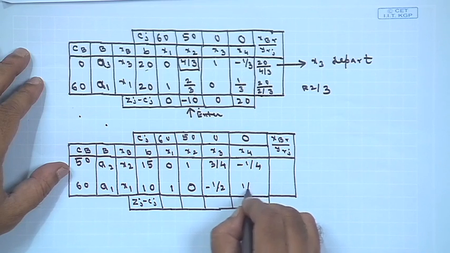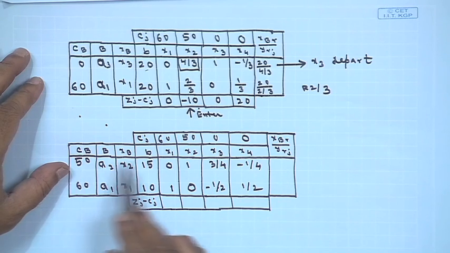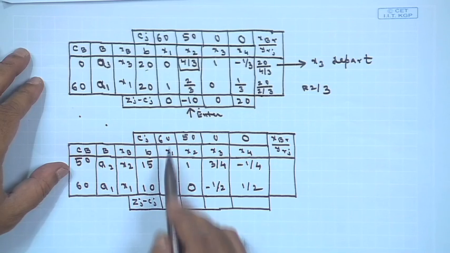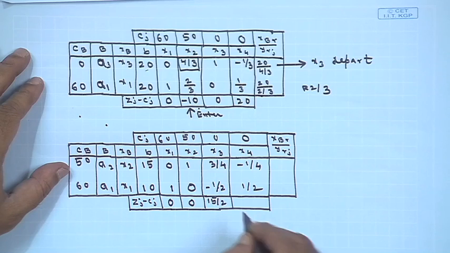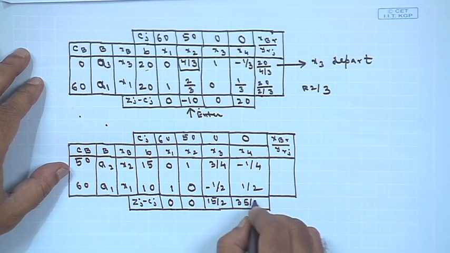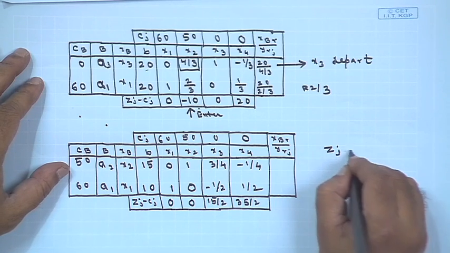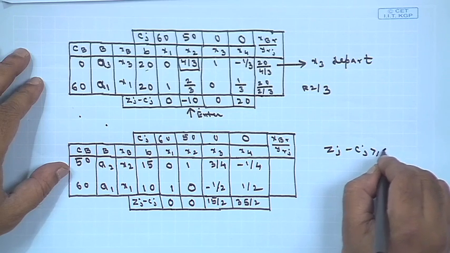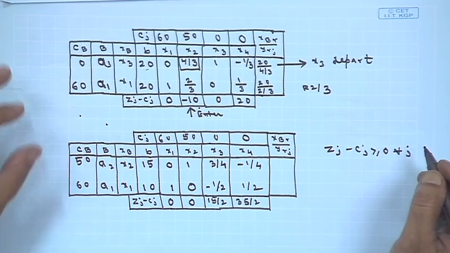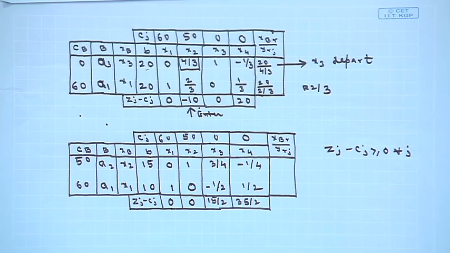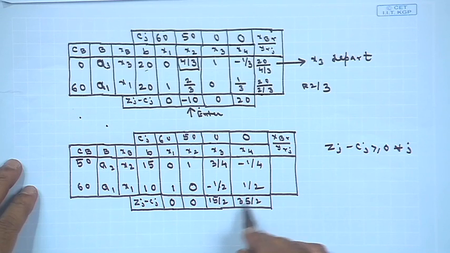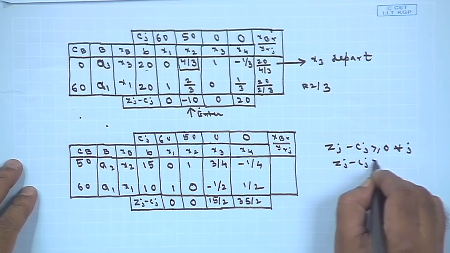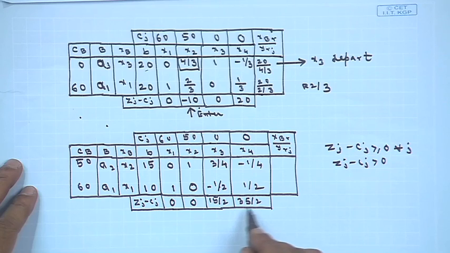and plus half. Now, if you again calculate this into this, 15 into 0, 16 into 1 minus 60 will be 0. This one is 0. This will be 15 by 2 and this is 35 by 2. Now, you see for this case Zj minus Cj is greater than or equal to 0 for all j, and in this case Zj minus Cj is greater than 0 for non-basic variables x3 and x4. So, we obtain the optimum value.